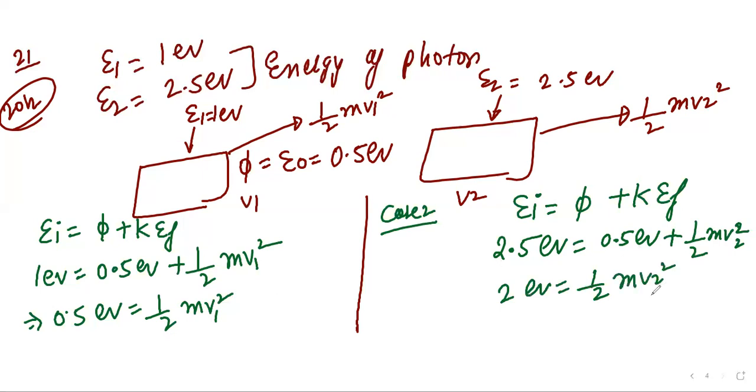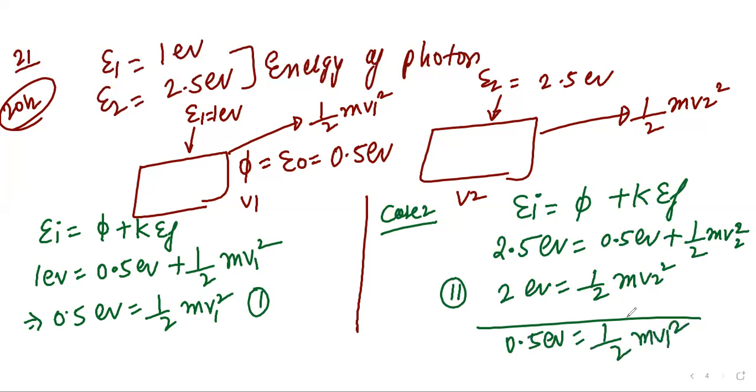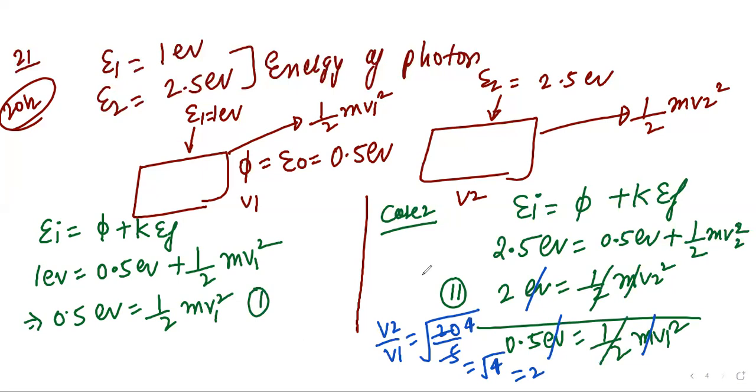Now divide 2 by 1 or 1 by 2. You will get the ratio. So this is equation 1, this is your equation 2. Divide 1 by 2 or 2 by 1. Then you get 0.5 electron volt equal to 1 upon 2 m v1 square on one side. So the half will get cancelled with m also. Electron volt and electron volt also get cancelled. The ratio will be v2 upon v1 equal to under root of 20 upon 5. So this will get cancelled, under root of 4 equals 2. So the answer is the v2 by v1 ratio is 2. Right? So write the explanation.